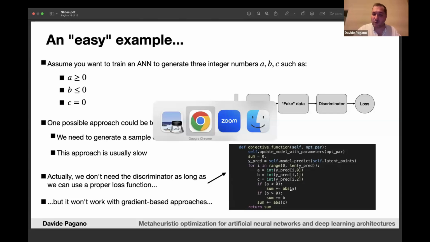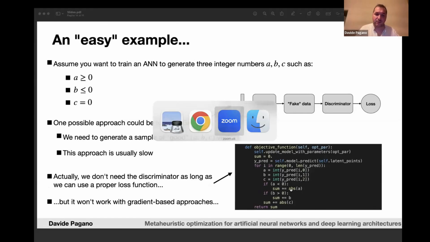The problem with this objective function is that you cannot use it with a gradient-based approach. If you try to use it with Adam, TensorFlow will complain because this is not differentiable.